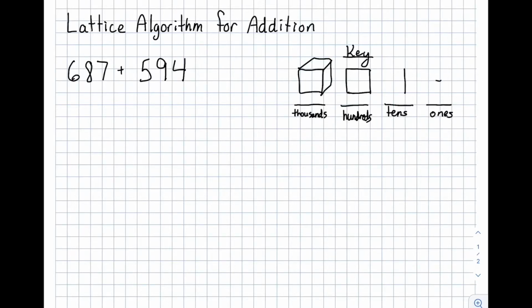In this video, we'll be exploring the lattice algorithm for addition, both how to do this algorithm and why it makes sense. We'll start with two 3-digit numbers, 687 and 594. We'll be modeling these with base 10 manipulatives, and I'll use the standard shorthand that you can see over here in the key.